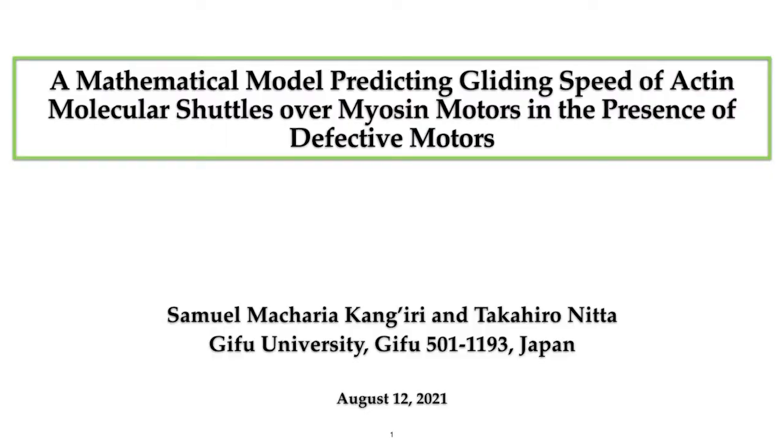My name is Macharia Kang'iri, and I will present the study about a mathematical model predicting gliding speed of actin molecular shuttles over myosin motors in the presence of defective motors.